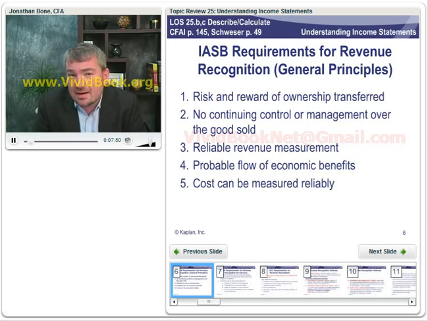In other words, that should all now vest with the buyer. We need to be able to have reliable revenue measurement. So in other words, we can put a reliable dollar value on the sale that we've made. It should lead to a probable flow of economic benefits, meaning, of course, the customer is likely to pay us, and as a result, there'll be a cash inflow in the future. And then finally, cost of the goods that we've sold or the service we've provided can be measured reliably. Now, of course, if we've got reliable revenue measurement and we know the cost can be measured reliably, we can start to record profit.